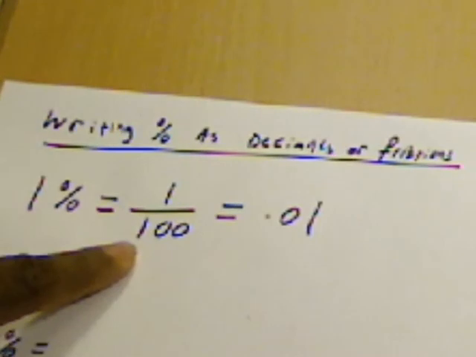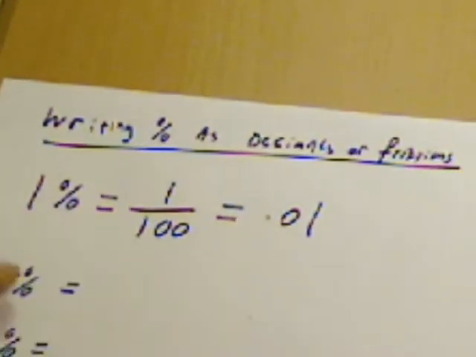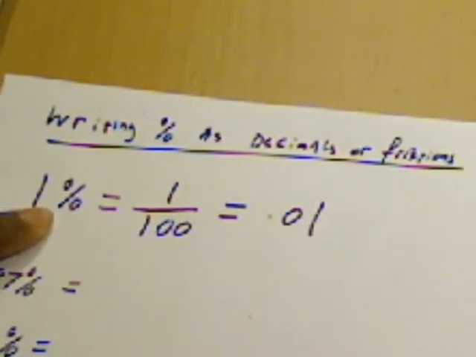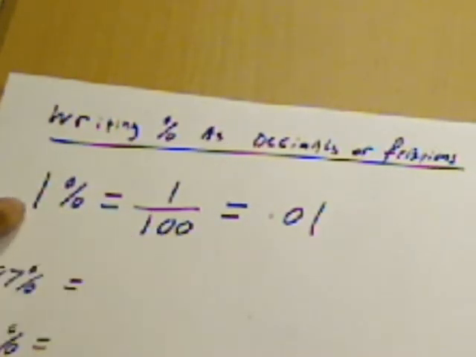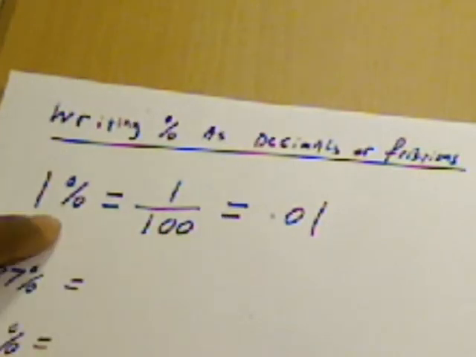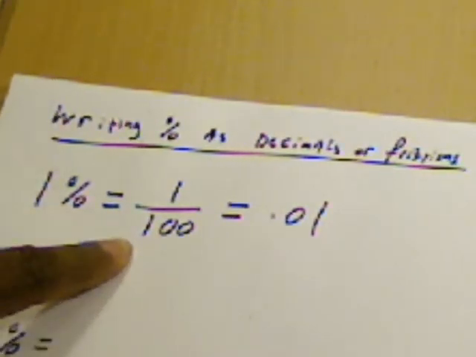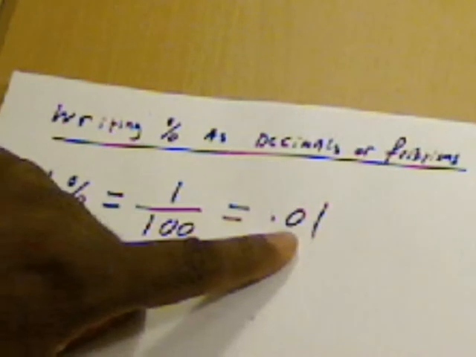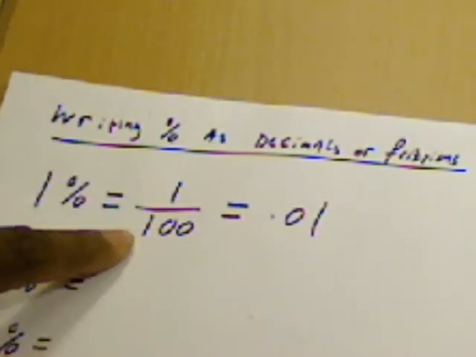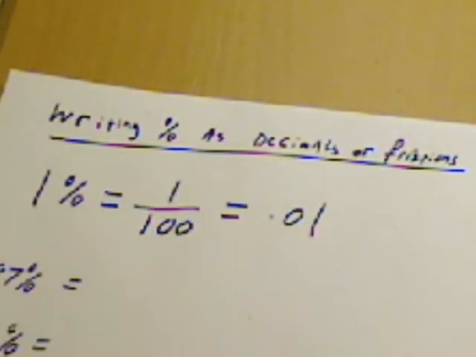1% is equal to 1 over 100 is equal to 0.01. Percent literally means per 100, or 1 over 100. So when you see a percent, if you want to change a percent into a fraction, drop the percent sign and then put the number over 100. So 1% is equal to 1 over 100. If you want to go from a fraction to a decimal, you just divide 1 divided by 100, as we did in the last video, and get 0.01.